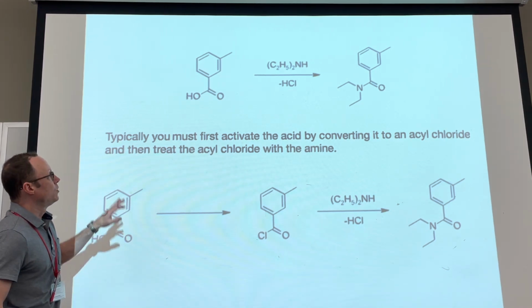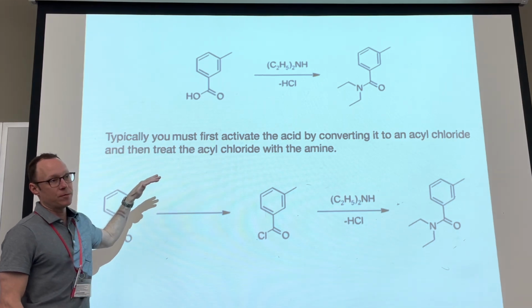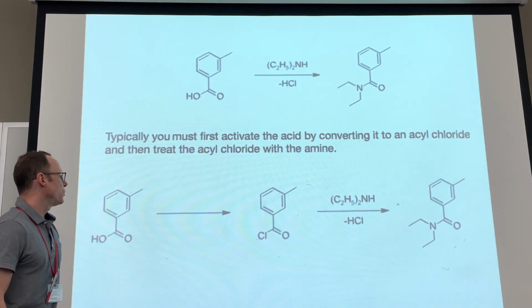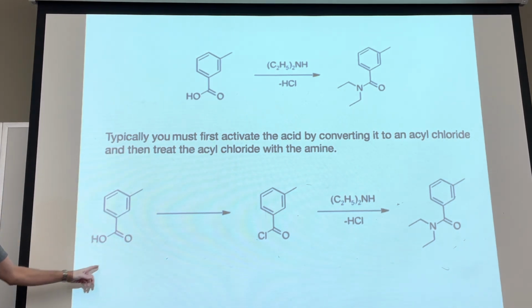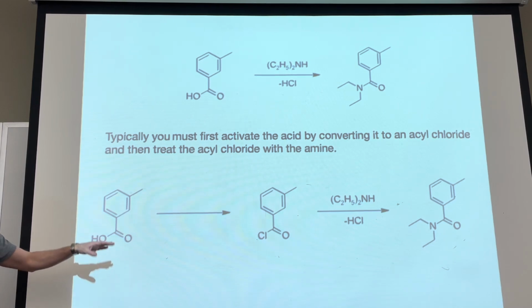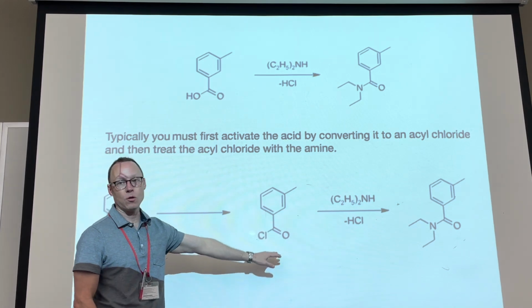So what we need to do in order to make this go in terms of a nucleophilic substitution is activate the carboxylic acid. We talked about a couple of ways of doing that. Probably the easiest way that we've talked about for the longest is by taking the OH group of the carboxylic acid and making it a Cl, turning it into the much more reactive acid chloride.